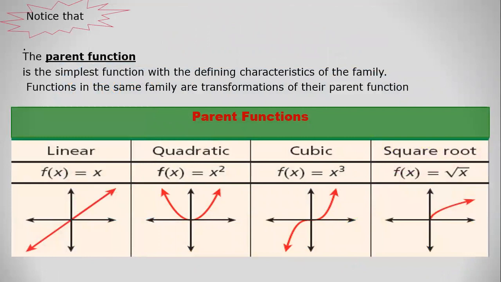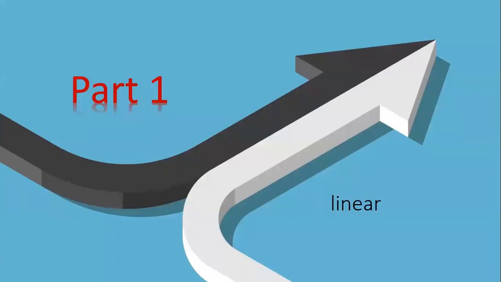What is the meaning of the parent function? It is the simplest function. Then the function makes some transformation of the parent function. So I will study now the linear function, f of x equals x. It is the simplest function, x with power 1 without any number. It is called the parent linear function.